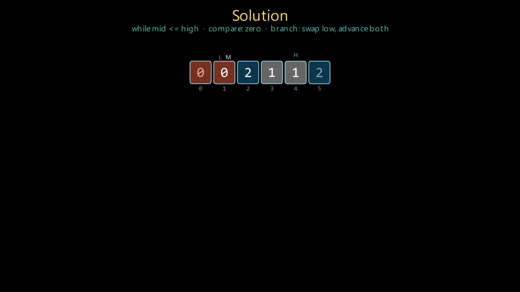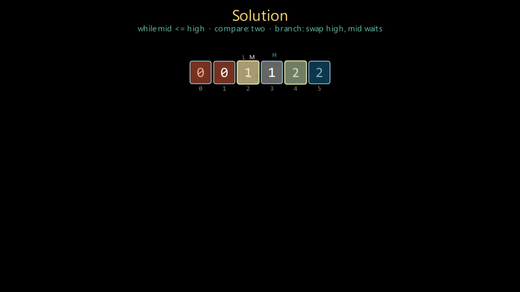Again mid is at most high. The value at mid is 0. That matches the first branch, swap with low, then increment both low and mid. Here low and mid were the same index, so the swap is a no-op, but both still advance. Mid is still at most high. The value at mid is 0 again, so we take the same branch, swap with low and advance both pointers one step to the right.